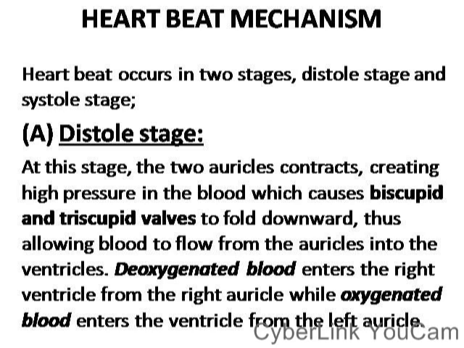The deoxygenated blood enters the right ventricle from the right auricle. What we mean by deoxygenated blood is the blood that does not contain oxygen, that is the blood that oxygen in it has been removed. While oxygenated blood, that is the blood that has been mixed with oxygen, enters the ventricle from the left auricle.